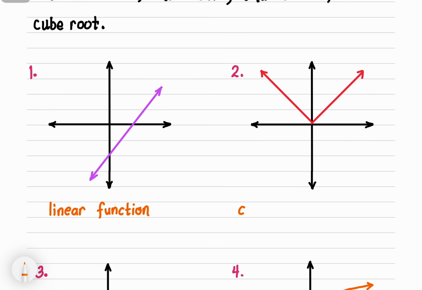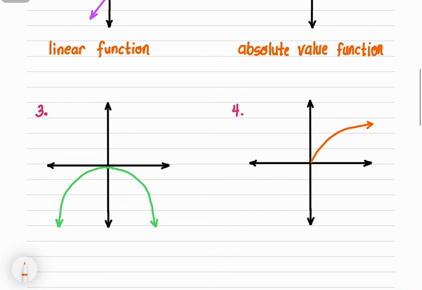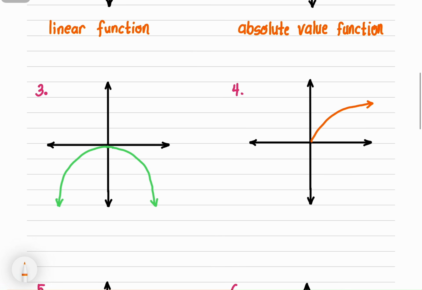So, let me write. So, this is absolute value function. Okay? And then, number 3. So, very good. This is quadratic function. And what do we know about quadratic function? Okay, very good. The graph is a parabola, no?